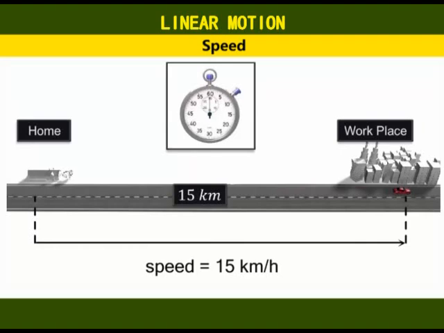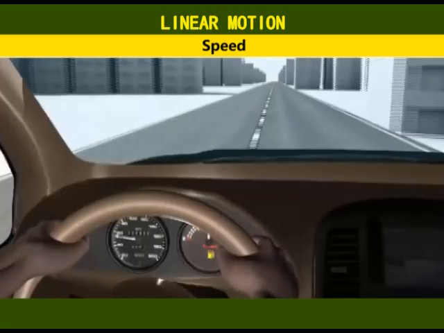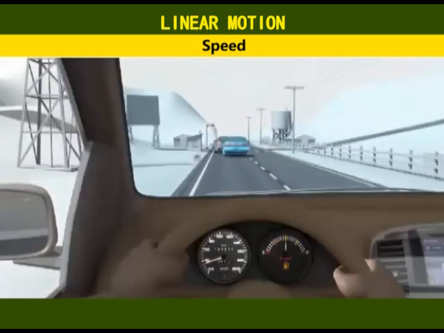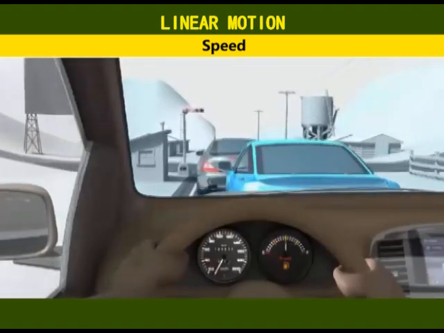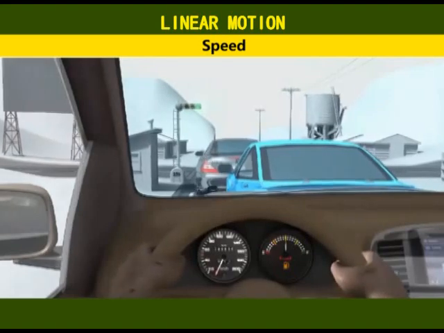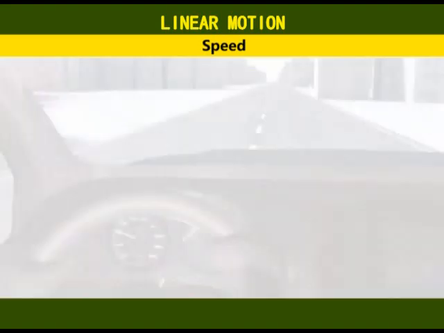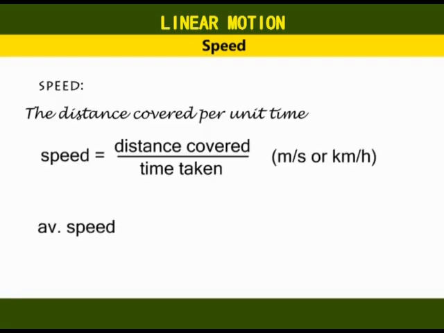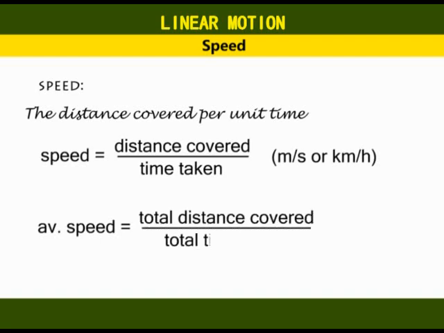If we calculate speed, we get 15 kilometers per hour. Does that mean that the speedometer of the car was constantly indicating 15 kilometers per hour? Not at all. The speedometer was constantly fluctuating. In fact, at some points, like a traffic light, it would indicate 0, and maybe 5 kilometers per hour during traffic snarl-ups, and 60 kilometers per hour on the freeway. So we talk about average speed, and we say average speed is equal to the total distance covered over the total time taken. And that total time includes the time that the car was at rest.